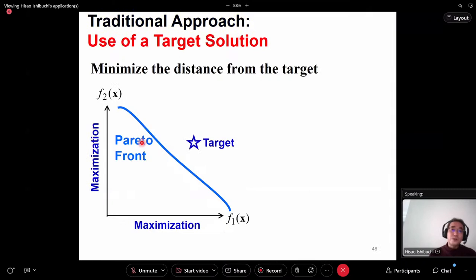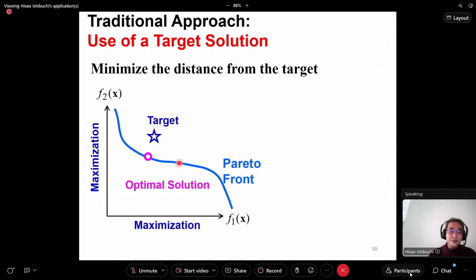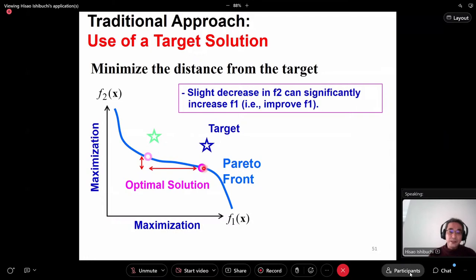Another approach is the use of a target solution. The decision maker is asked to specify a target. Where is your target? If the target is here, the optimal solution is here. Because this is a trade-off boundary, and we have no solution on this side, all solutions are on this side. So the best solution closest to the target is this one. So we can use a minimization of the distance from the target. Then we have the optimal solution. This also looks nice. And if the target is here, the optimal solution is here. If the target is here, the optimal solution is here.